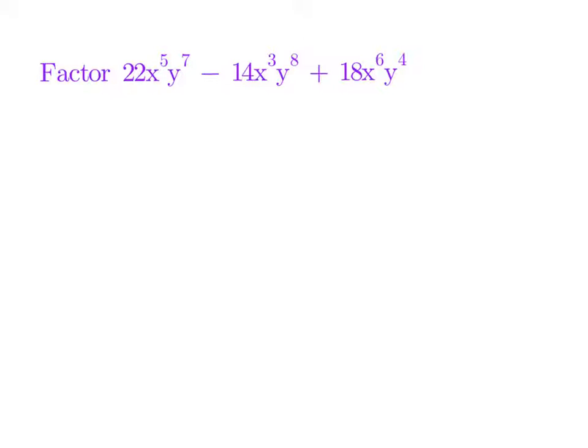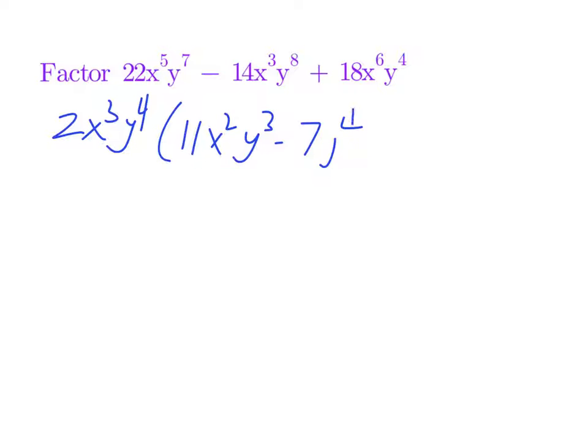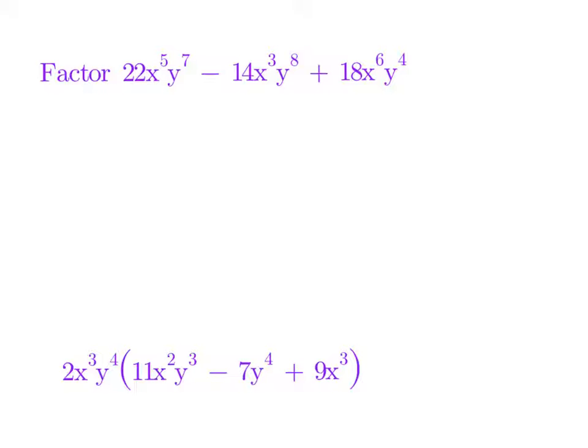Common factor here: 2x to the third, y to the fourth. 2x to the third, y to the fourth, is that right? Yep. So 2, x to the third, the lowest one, y to the fourth, good. Then you do your division, you get 11x squared, y to the third, minus 7, y to the fourth, plus 9x to the third, yeah? How's that look? How many of you got that? Questions? All right, here's the nice looking answer.